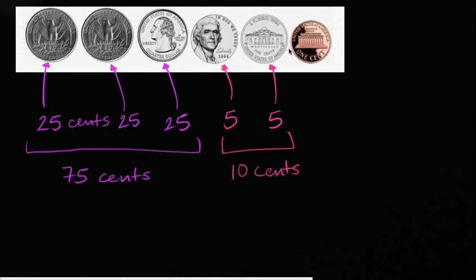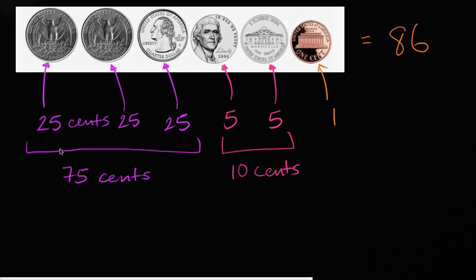And then finally, you have a penny, and it even says it right over here, 1 cent. In fact, they all say it here. This is 5 cents. This is 1 cent. So this right over here is going to be 1 cent. So what is 75 plus 10 plus 1? Well, 75 plus 10 is 85, plus 1 is 86. So this is equal to 86 cents.